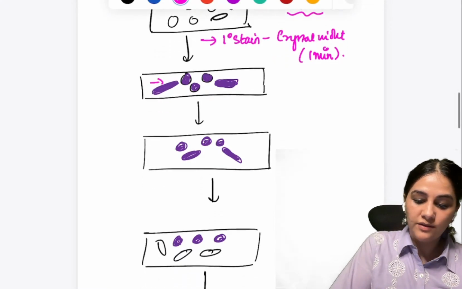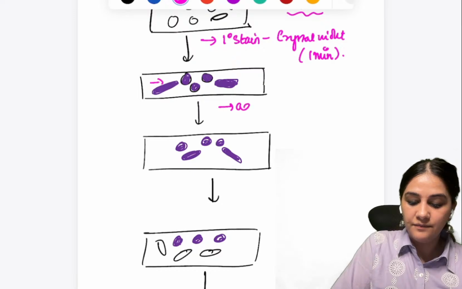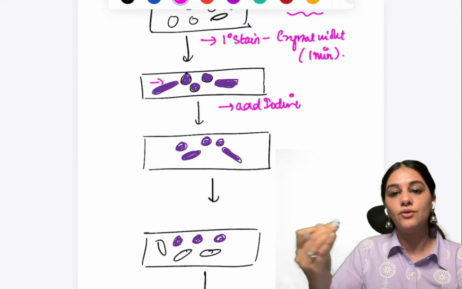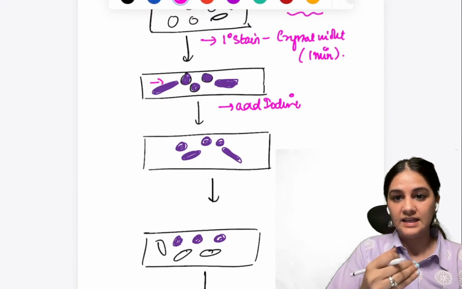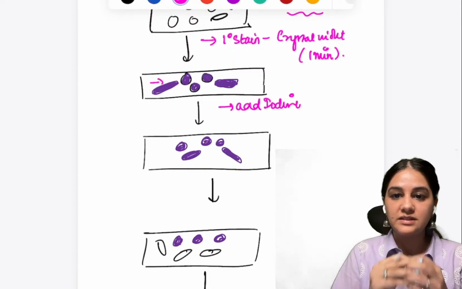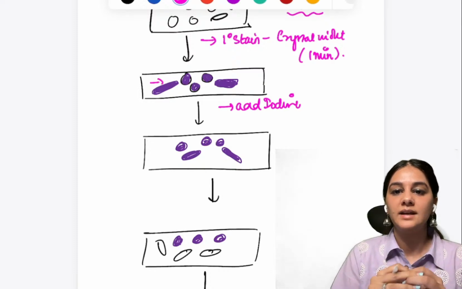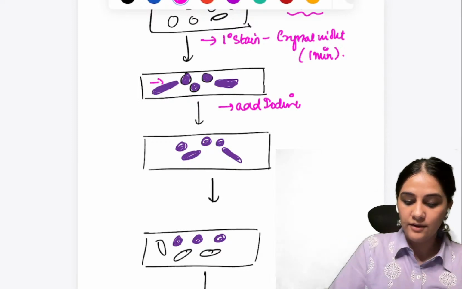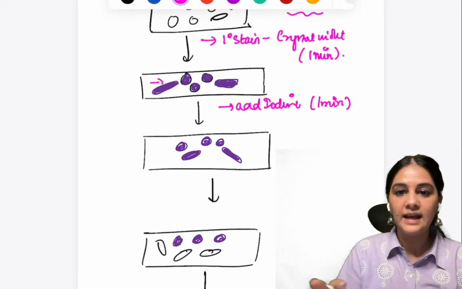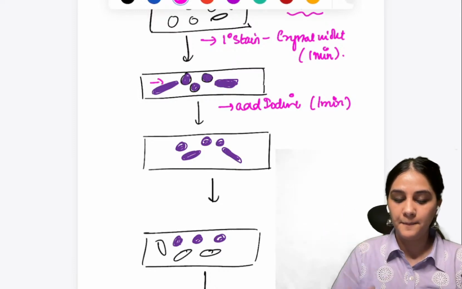So now next we are going to add iodine, which is the mordant. So what is this iodine going to do? This iodine is going to go inside the cell wall where the stain is and it's going to make a bond with the stain, right? And it's going to fix the stain inside. So that is why it is a mordant. We have added the iodine and we have done it for 1 minute, giving time to the iodine to make that bond.